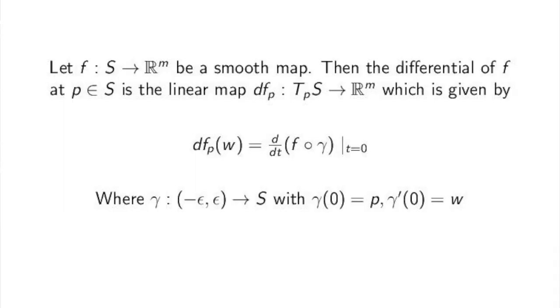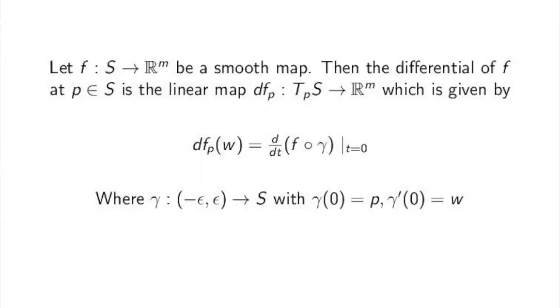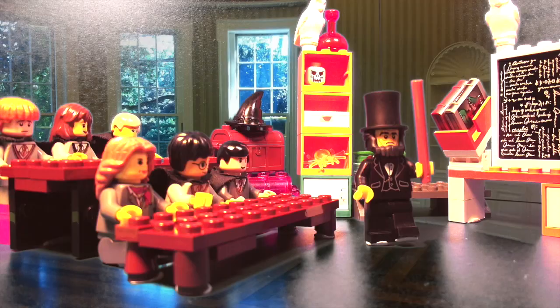For a smooth map F from S into Rm, we define the differential of F at the point P in S as a linear map dFP from the tangent space of S at the point P into Rm, given by dFP of W is equal to the derivative of F composed with gamma evaluated at 0. Here gamma is a curve on S such that gamma at 0 is equal to P and gamma prime of 0 is equal to W.